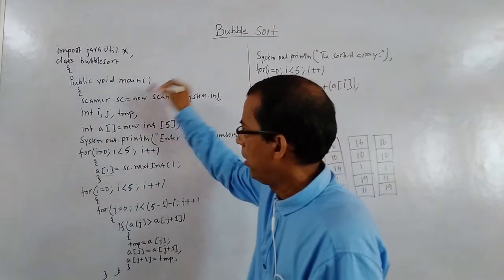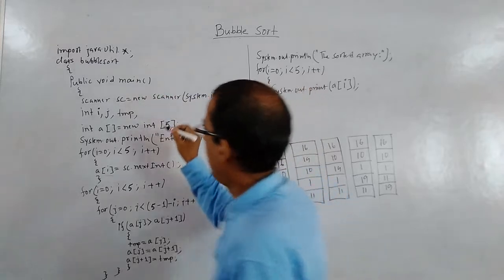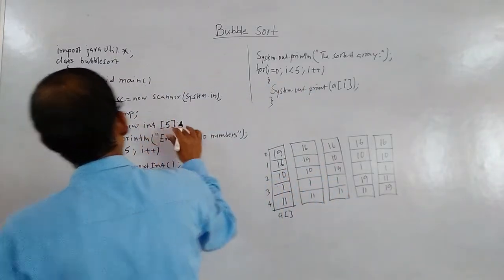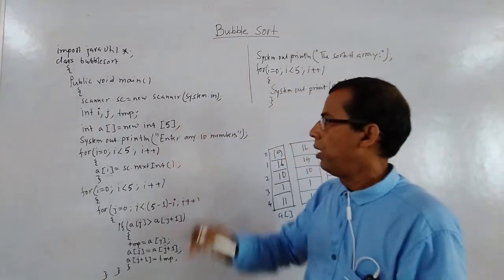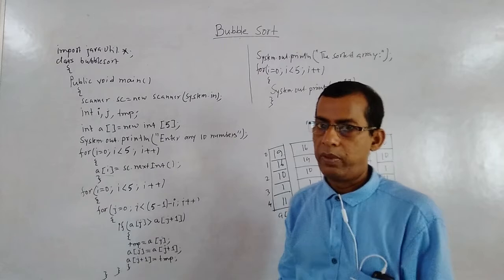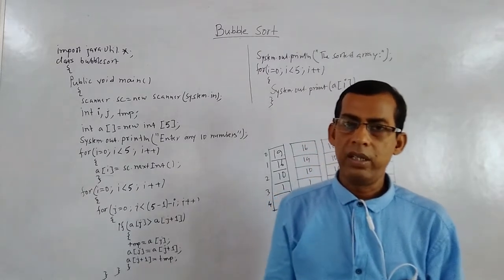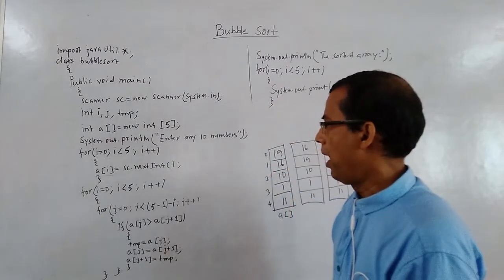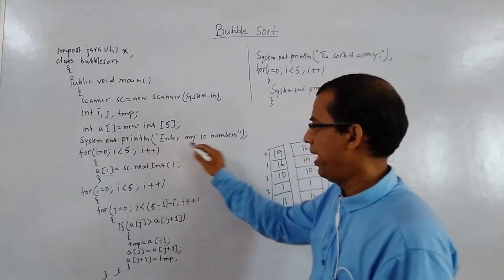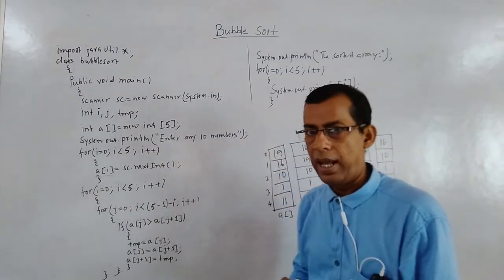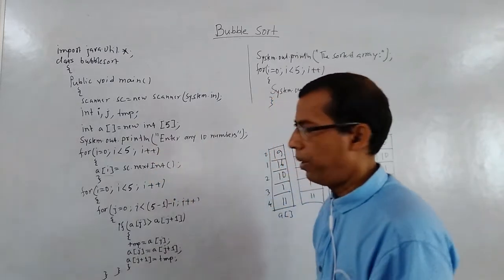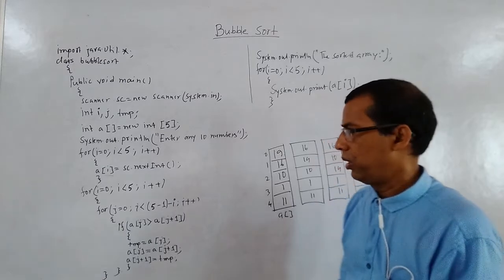Now you see, we have declared an array here. int a[] = new int[5], because there will be 5 elements in the array. And we have given one message here: enter any 10 number in the array. And by these 3 lines, we have entered the values in the array.